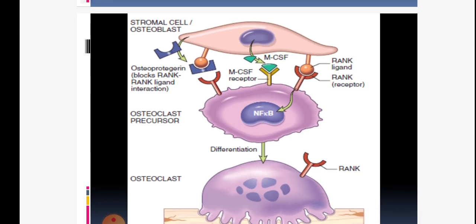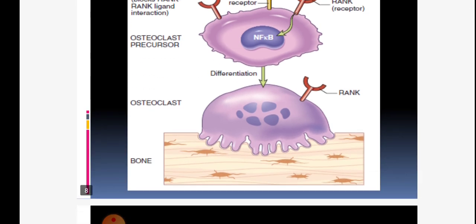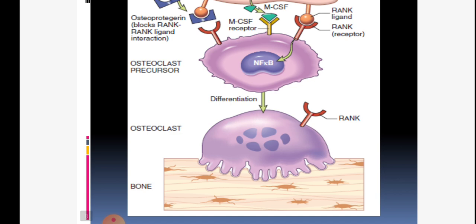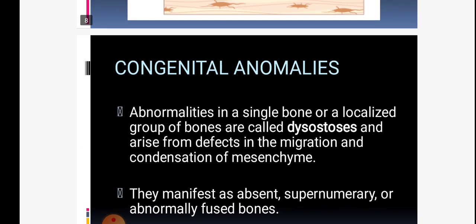See the stromal cell, the osteoblast with that particular receptor, and the osteoclast precursor cells in between there with the binding with these particular ligands, the receptors, and how the binding takes place and the differentiation of these particular cells. And there's the osteoclast adherent to this particular bone there, the schematic diagram.